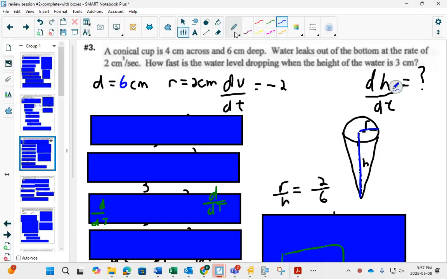Actually, the diameter is not 6. This is the height. Height is 6. The diameter is 4. Radius is 2. So this should be an H, right? H is 6. Radius is 2.